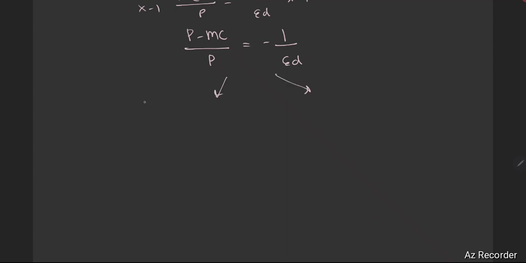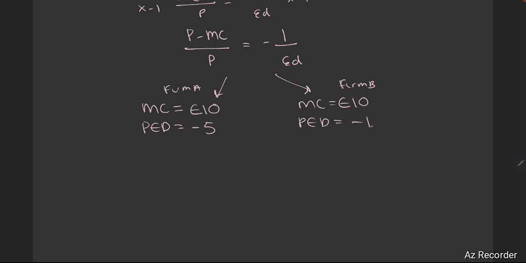And we can show that a larger markup can be achieved by a firm if we just simply plug in some numbers. So say the marginal cost for both firms is equal to £10. The price elasticity of demand for firm A and firm B: the PED for firm A is minus 5, and the PED for firm B is equal to minus 10.